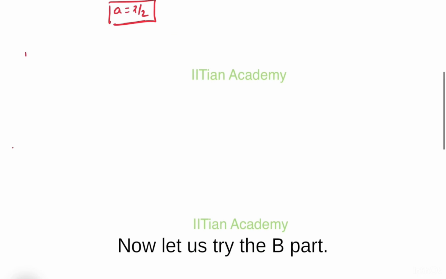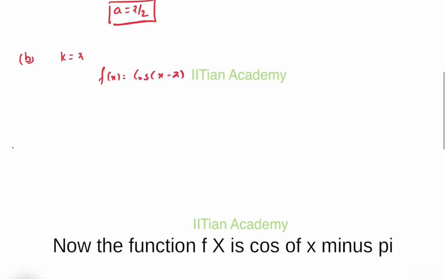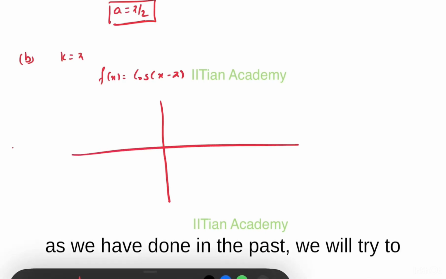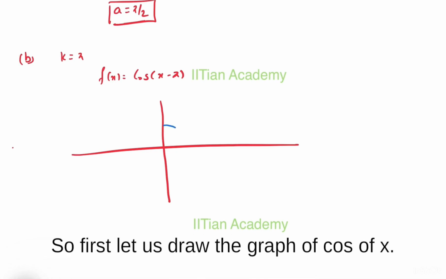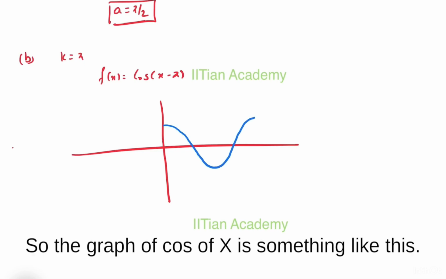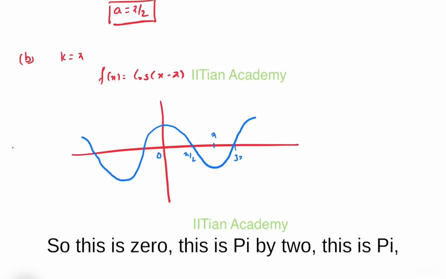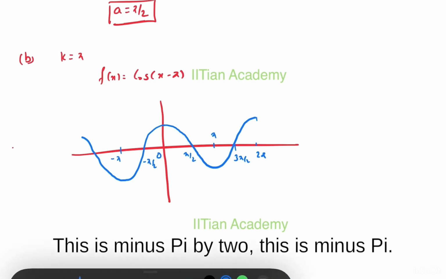Now let us try part B. In case of part B, the value of k is pi. Now the function f(x) is cos(x − pi). As we have done in the past, we will try to draw the graph of cos(x − pi). So first let us draw the graph of cos x. The graph of cos x is something like this. So this is 0, this is pi by 2, this is pi, this is 3 pi by 2, and this is 2 pi. This is minus pi by 2, this is minus pi.